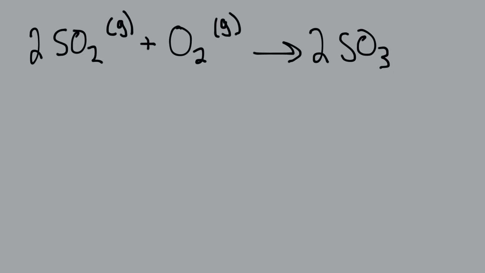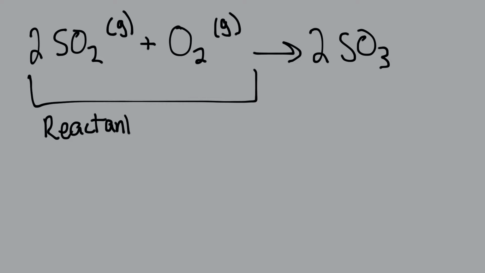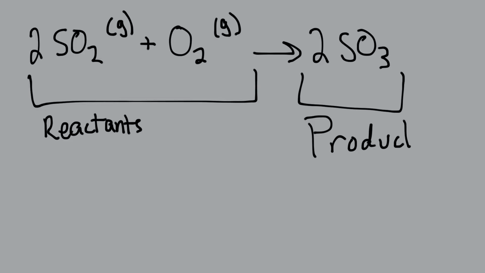Basically, the way these chemical reactions work is these are known as your reactants. And then these are your products. A lot of the time, for reactants, sometimes we use the word starting material, or SM, for starting material.